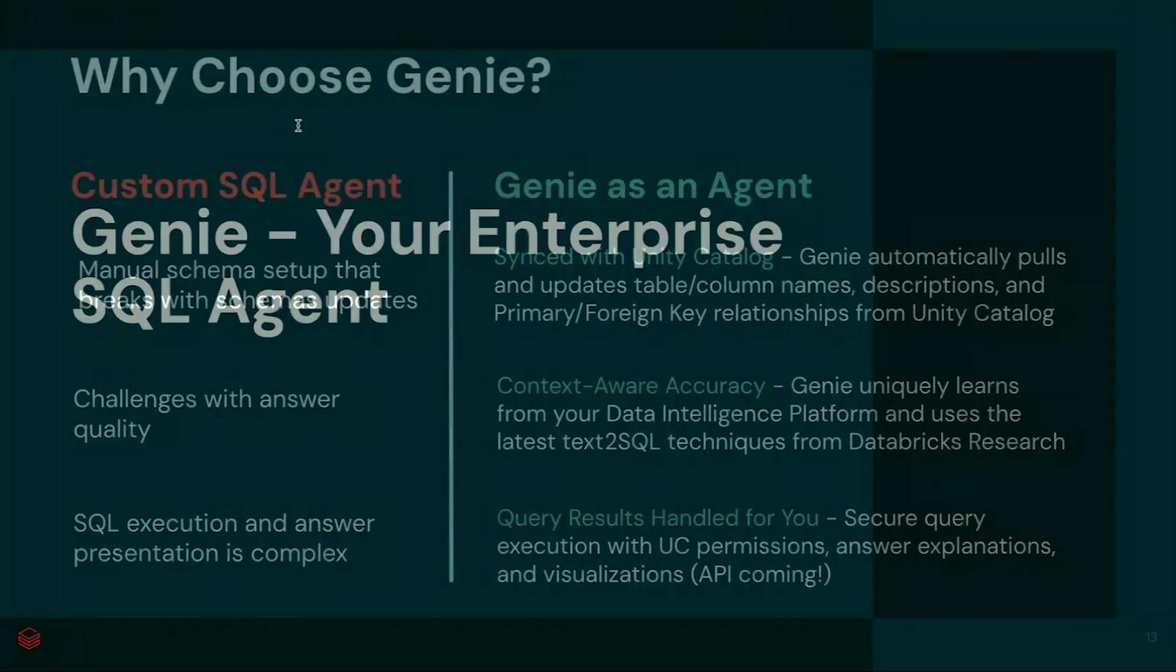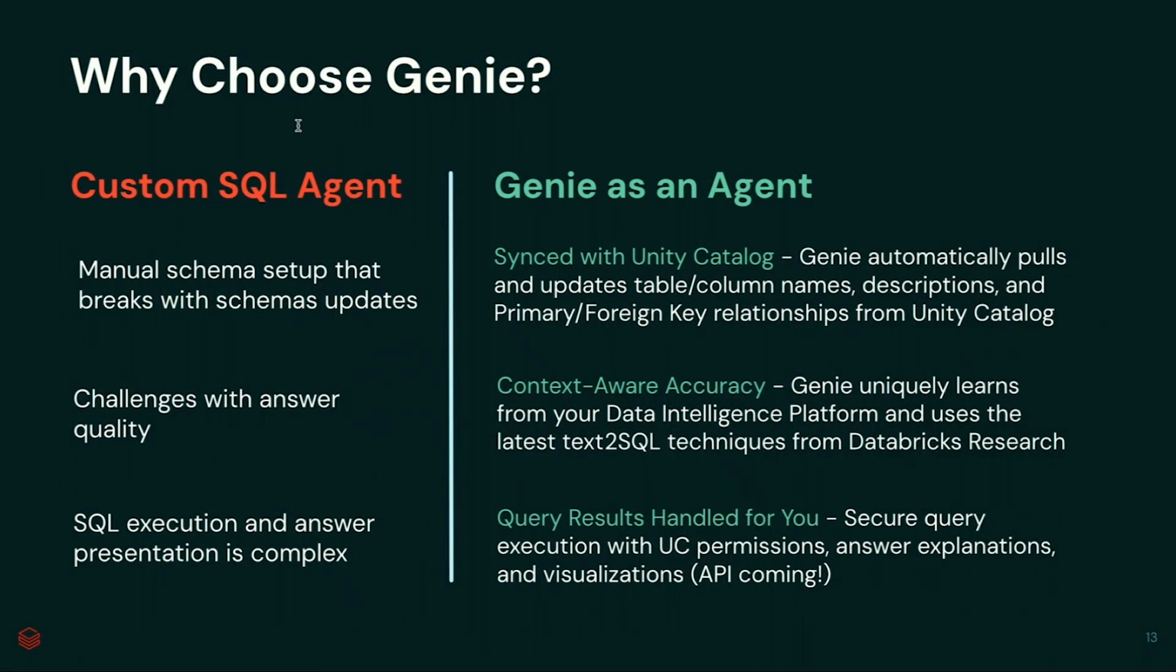And first, why should Genie be your SQL agent? As we talked about, there's a couple key challenges with using a custom SQL agent. Defining manual schemas is hard to keep up to date. It's challenging iterating on answer quality, and generating results is complex. Genie handles each of these pain points by design. First, it's automatically synced with Unity Catalog. Instead of having to manually change your schemas as they update, Genie automatically pulls and updates your table column names, descriptions, and table relationships whenever they change.